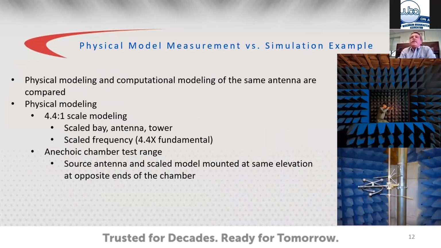So what I like to do now is take a look at a comparison between a range measurement and simulation. For this comparison, the physical model is done at the 4.4 to 1 scale. The bay itself, the antenna, the tower, as well as the frequency, all scaled. And the pattern is measured in an anechoic chamber with the source antenna placed at one end and the antenna to be measured placed at the other end.